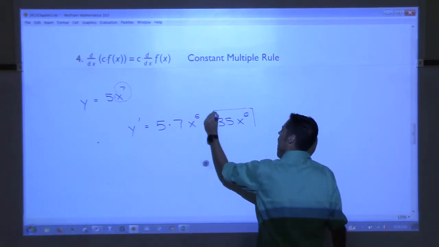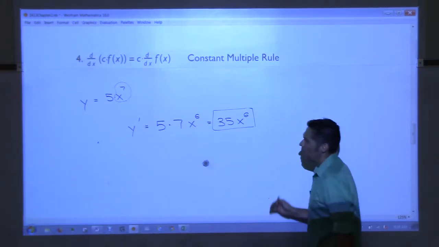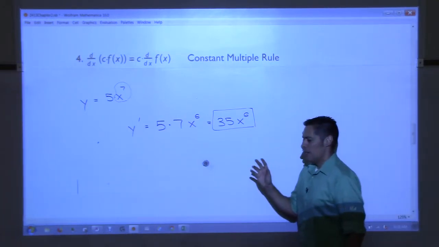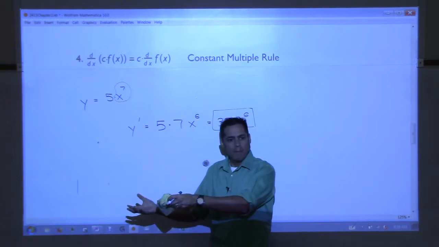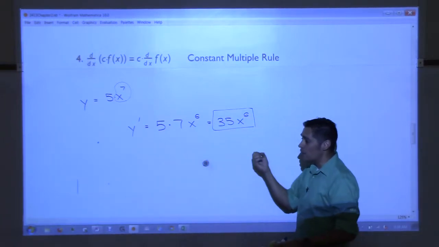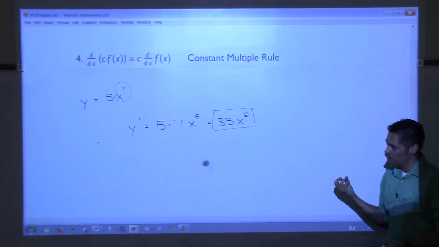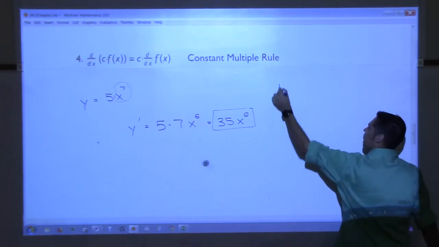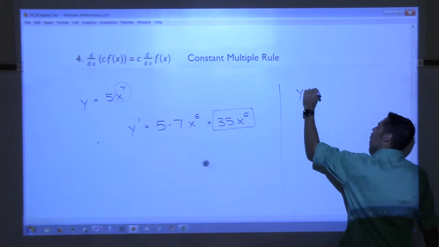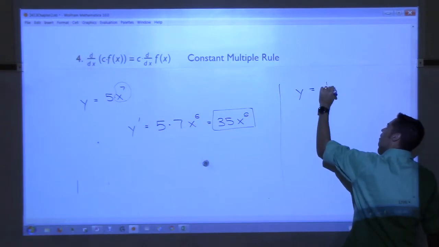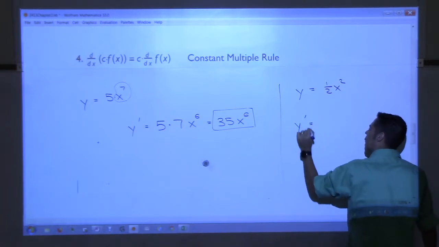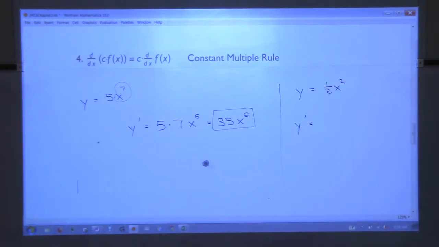And we're done. The thing you have to be careful with this constant multiple rule is that if it's a constant by itself, derivative 0. But if that constant's attached to a function, the derivative isn't 0. It just comes along. All right? Give you another one. What about this one? y equals 1/2 x squared. What's the derivative here? So that 1/2 is attached with multiplication. So it's just going to come along.